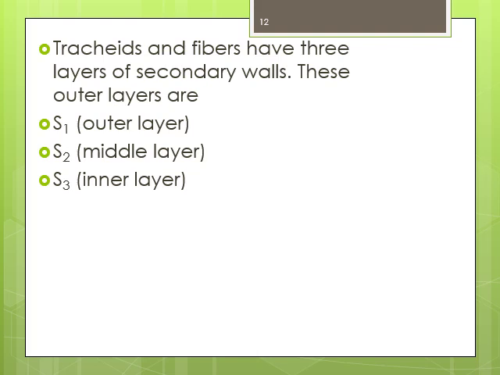This secondary wall is mainly increased due to the deposition of lignin. The phenomenon in which there is a deposition of lignin, we call lignification.